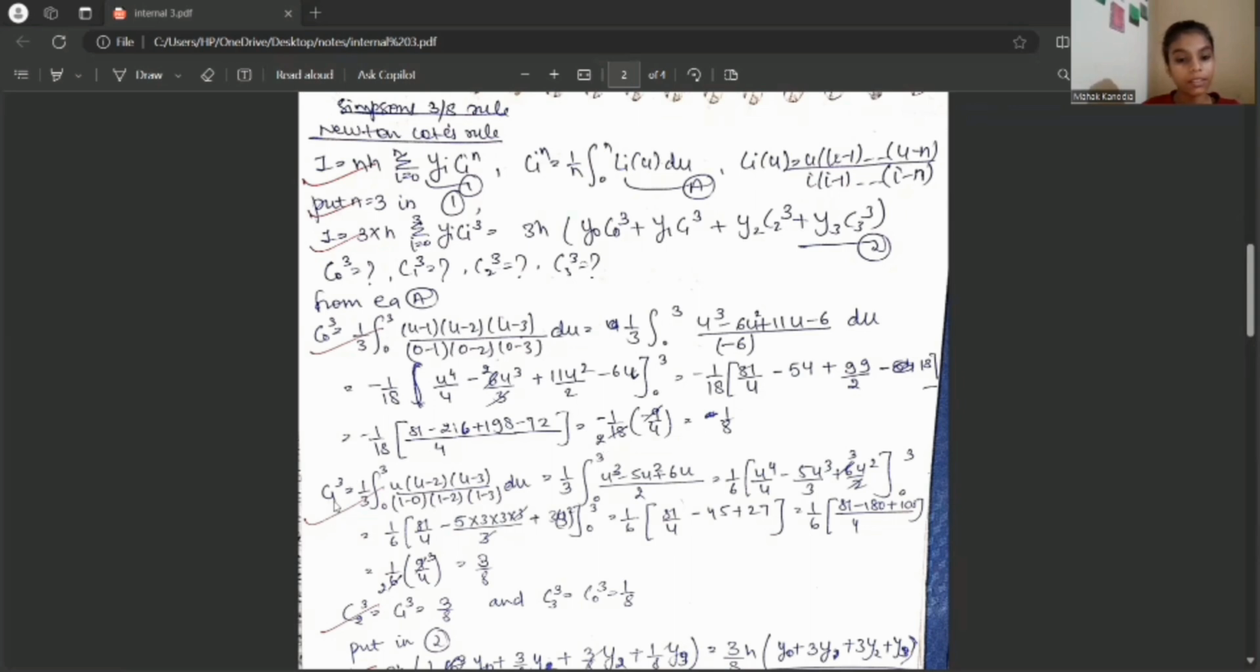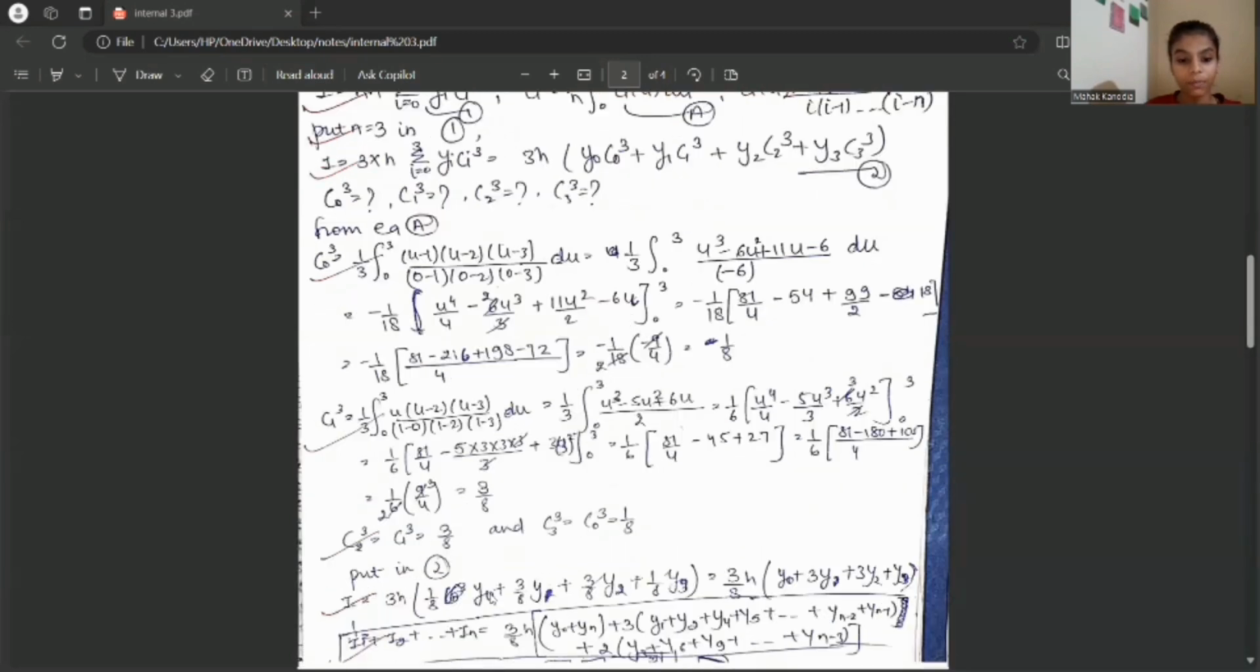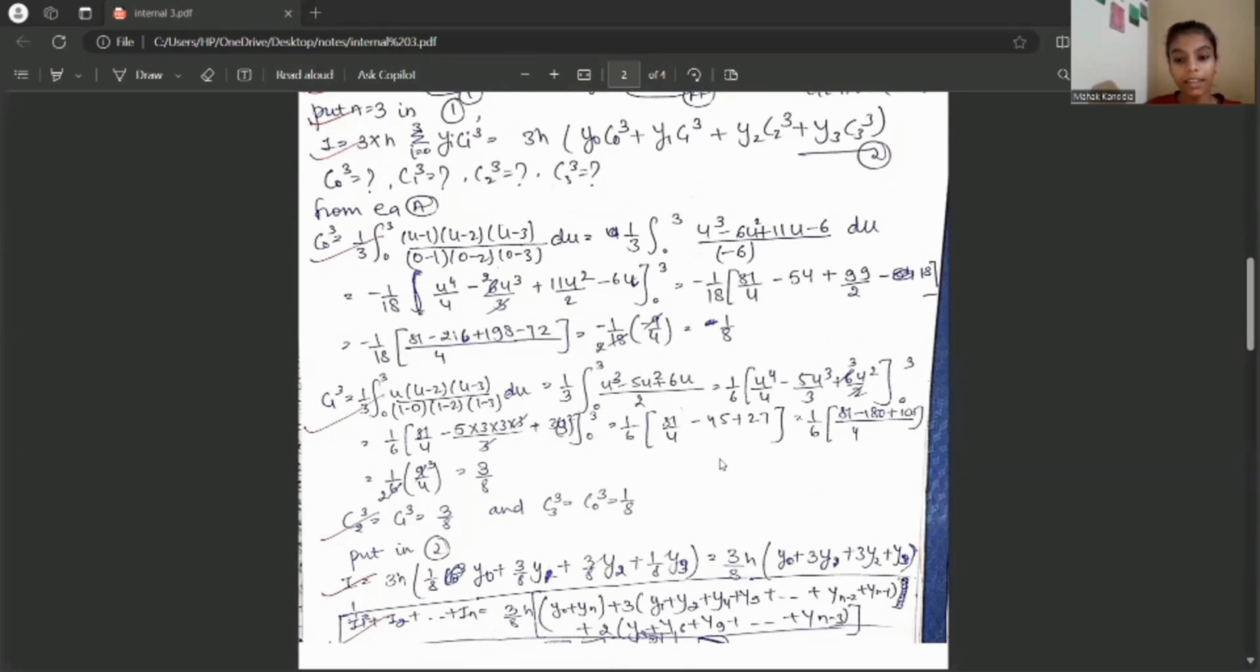To find C13, we substitute i as 1 and n as 3 in our equation number A. We get a function, integrate it, put the upper and lower limits, and get the final value of C13 as 3 by 8. As we know that C(n-i)n is equal to Cin, we can say C23 is equal to C13, which is 3 by 8, and C33 is equal to C03, which is 1 by 8.